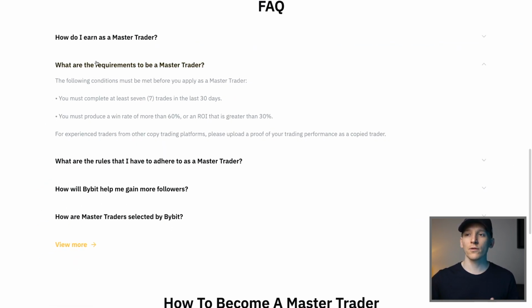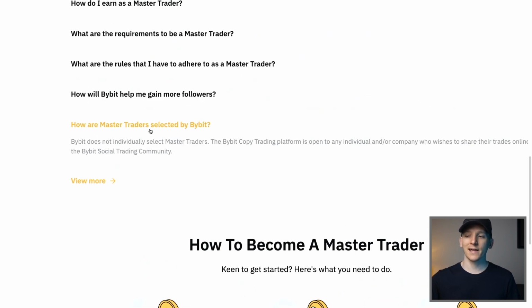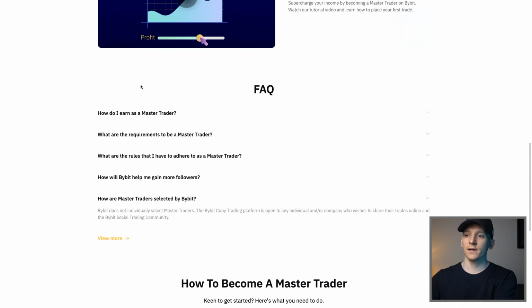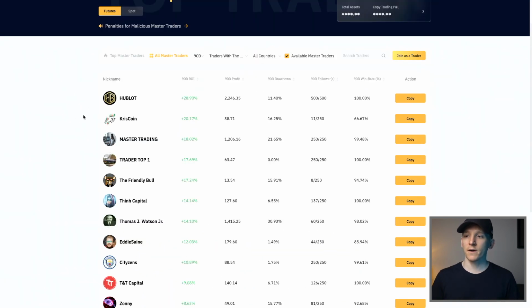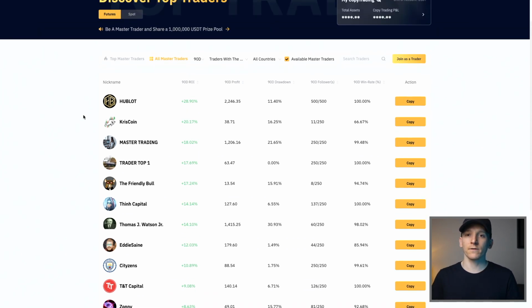But as you can see here, what are the requirements to be a master trader? You must complete at least 7 trades in the last 30 days, and you must have a win rate of more than 60%. So all of the people that are available to copy, known as master traders here, at least have that history. You can see that experienced traders from other platforms can upload proof of them as well. So you can see how a master trader is selected by Bybit. They do not individually select the master traders, but they do need that history at least to show that they aren't just mucking around and that they can actually get at least a 60% win rate before they get let onto the system.